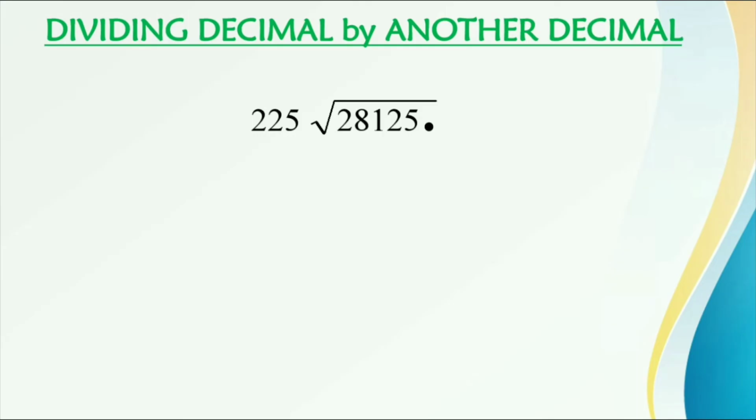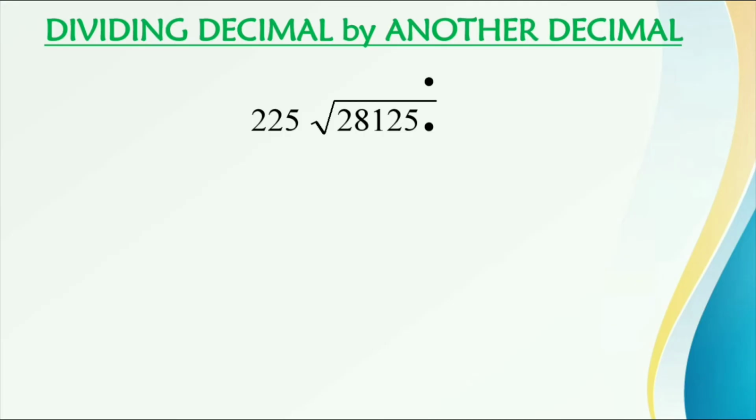Okay, so ito na ngayon yung ating equation. So we have 28,125 divided by 225. Okay, since whole number na yung ating divisor, we can place directly yung decimal point natin dun sa ating quotient. So kung nasan yung ating decimal point sa dividend, ilalagay lang din natin siya dun sa taas o dun sa ating quotient. And then, we can divide normally just like whole number.